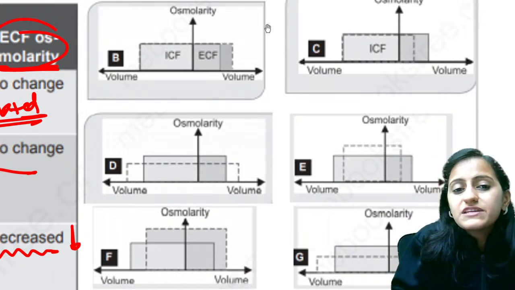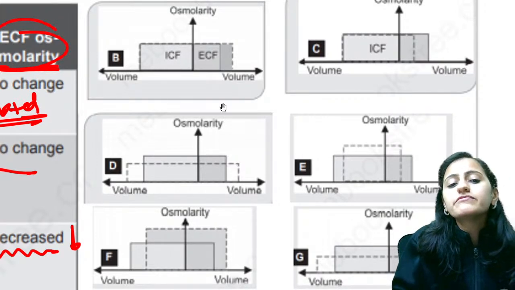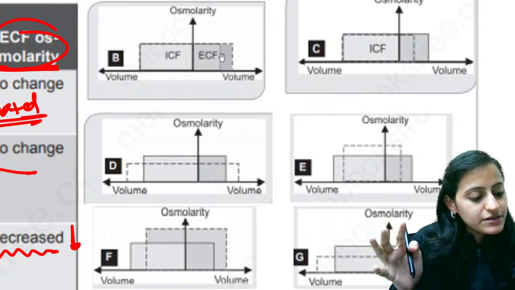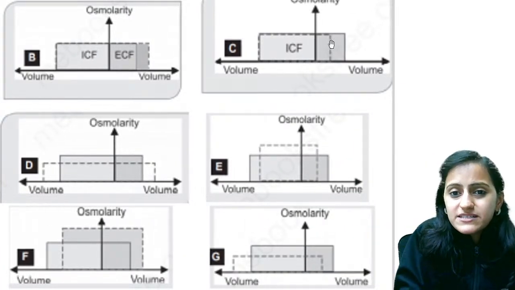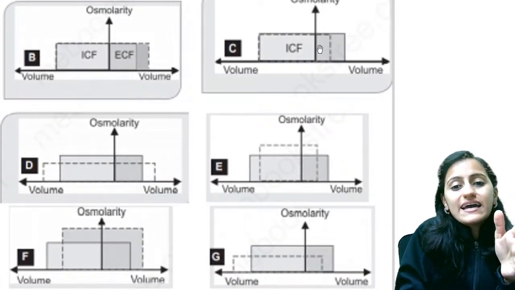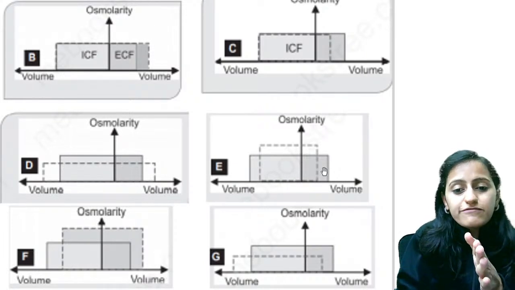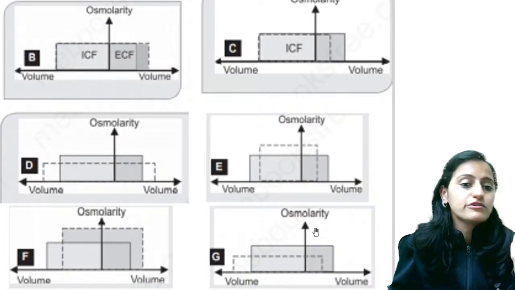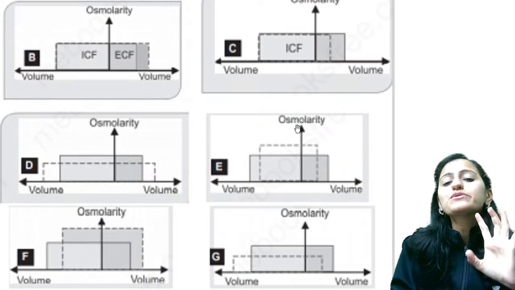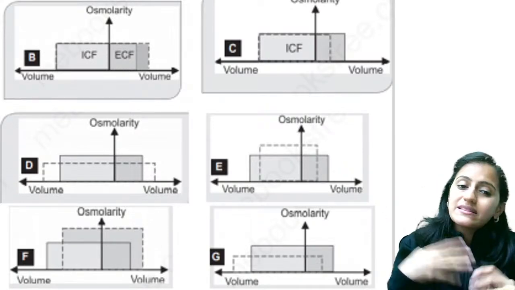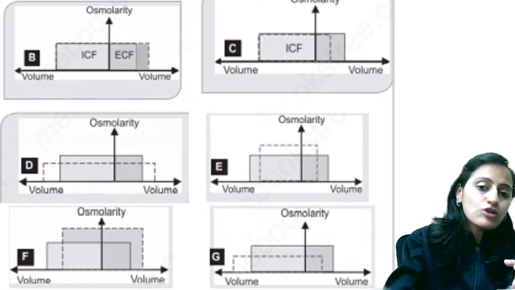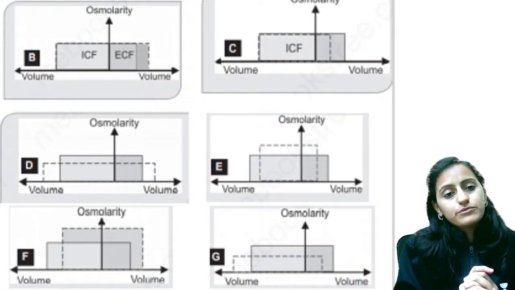So all of these will be gain of fluid. Wherever you see the ECF volume is increasing, that would be the gain of fluid. Wherever you see this box, the dotted line going inside from the original, loss of fluid. So the first thing that you need to see in these diagrams, what's happening to the ECF volume. That will help you understand whether this is loss of fluid or it is gain of fluid.